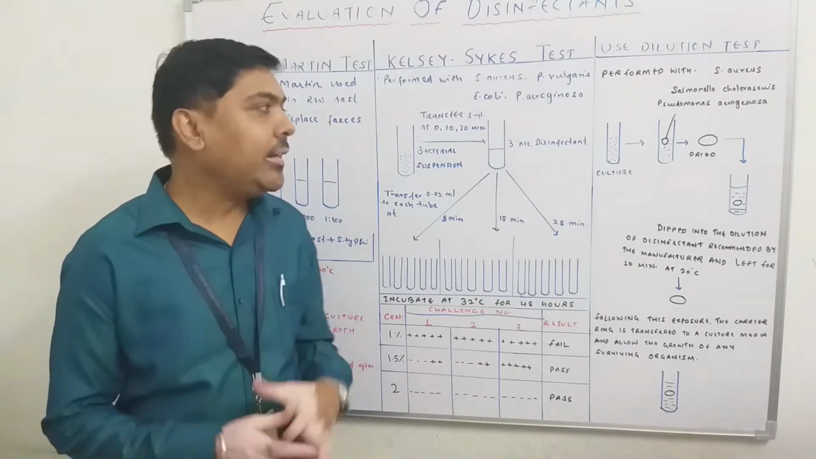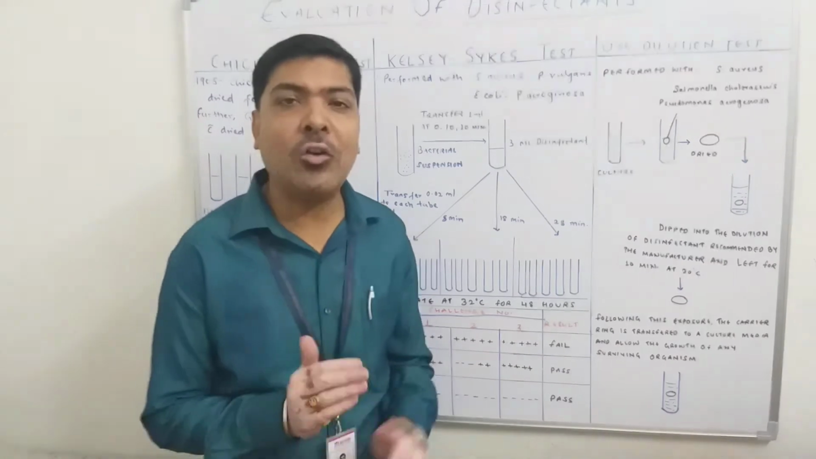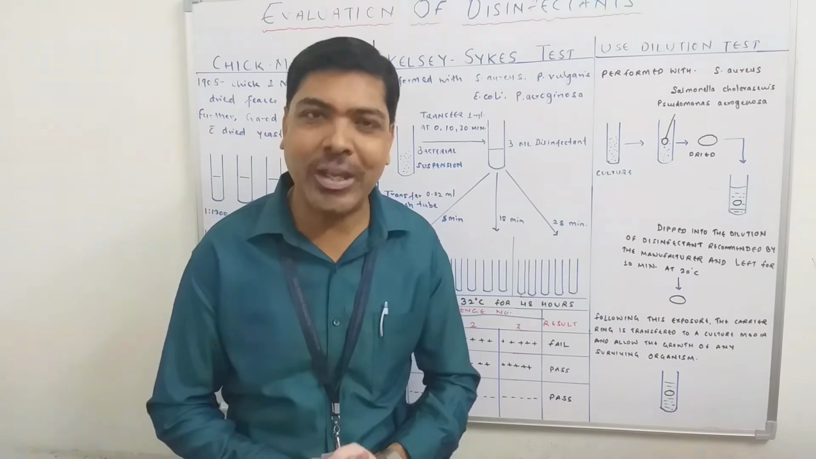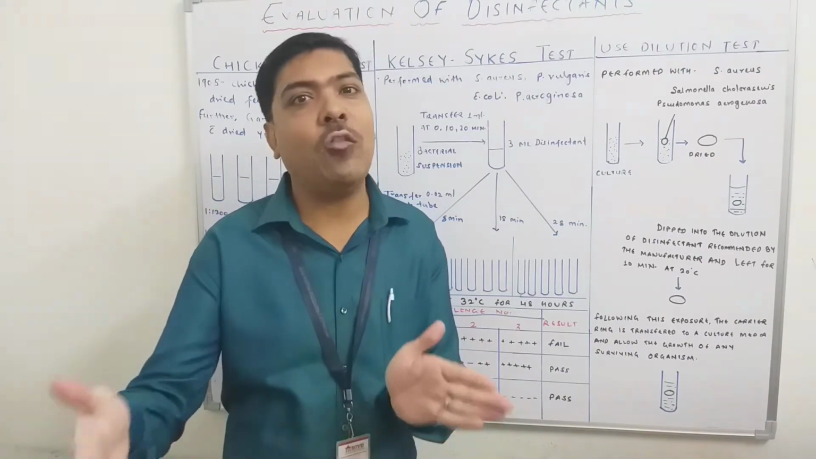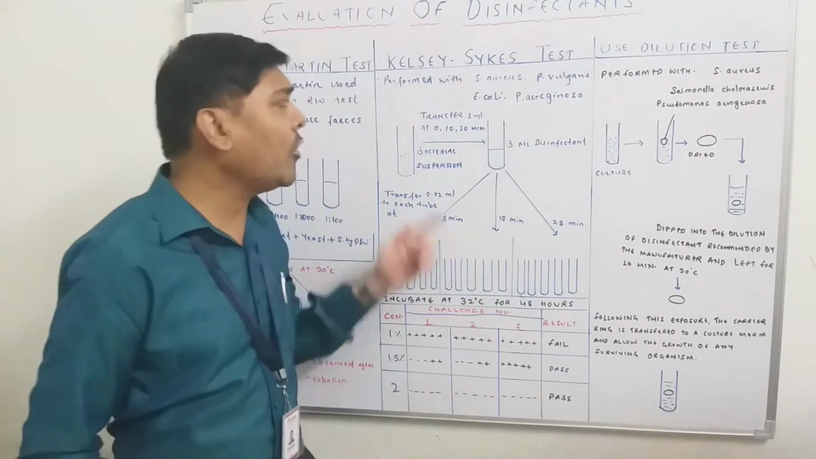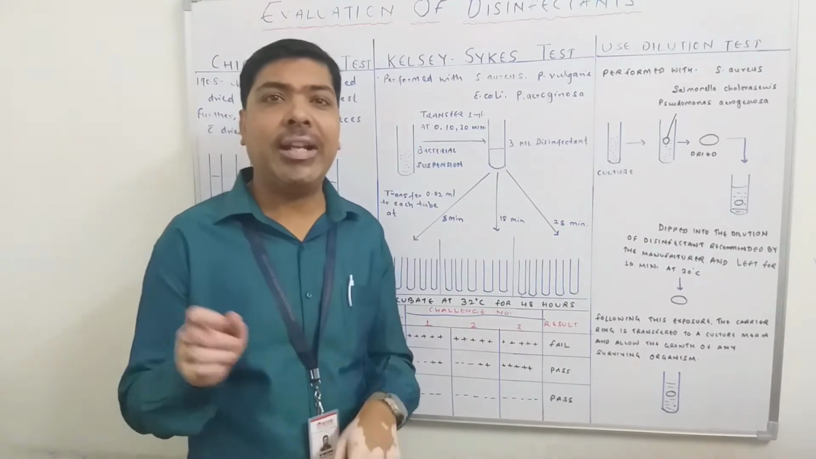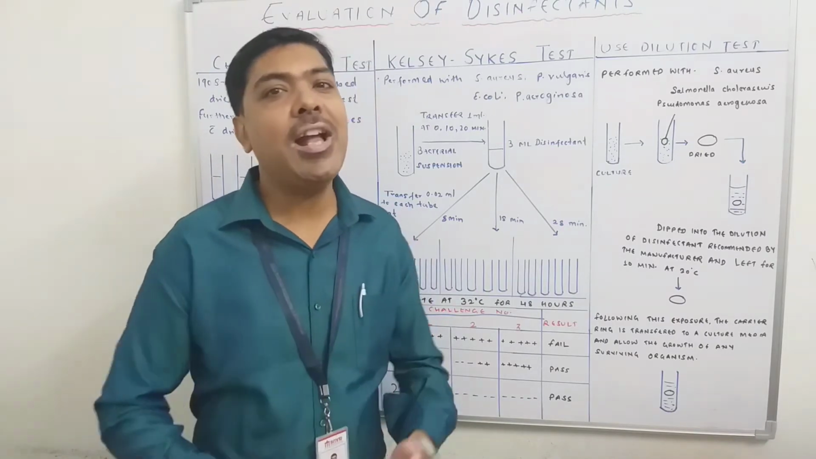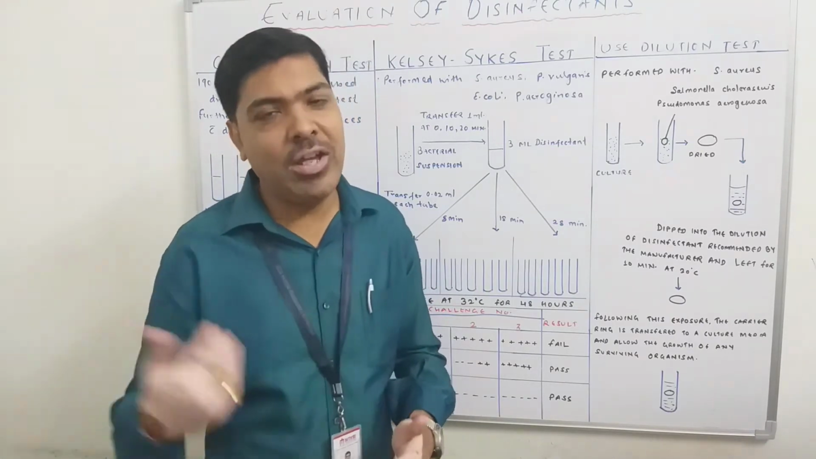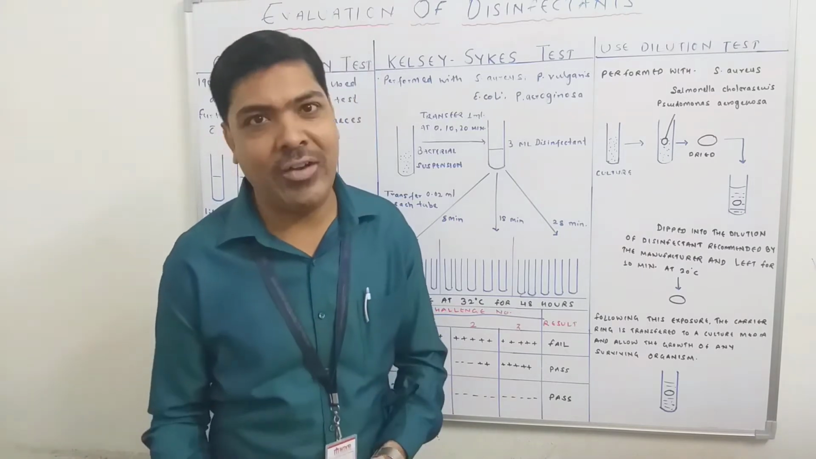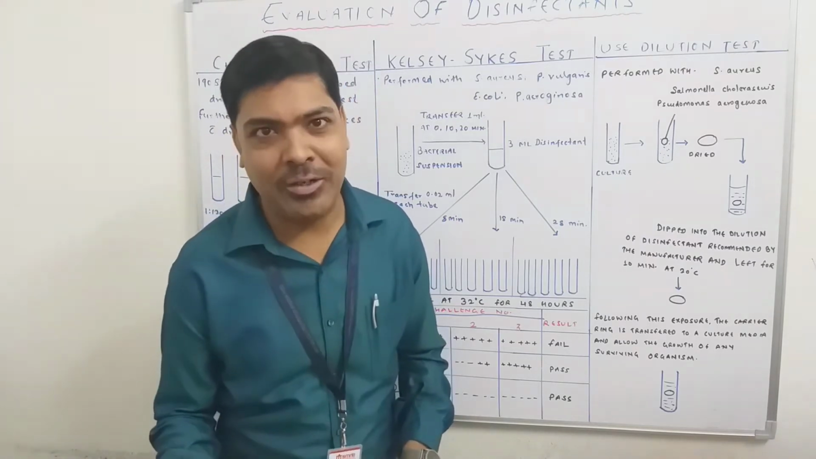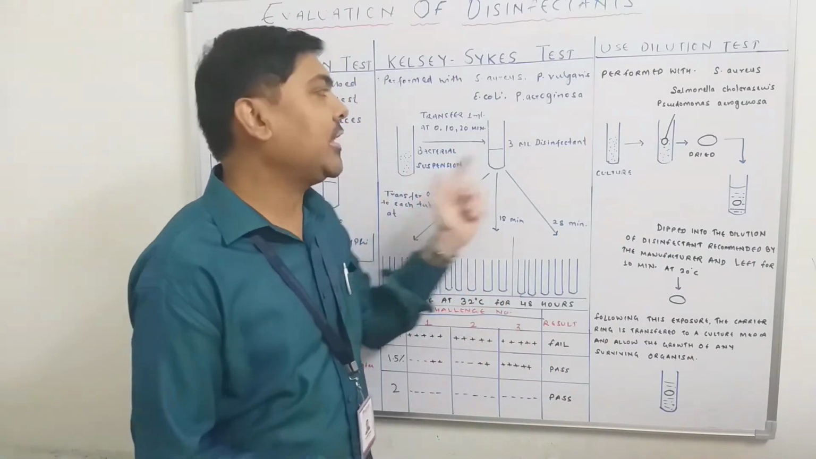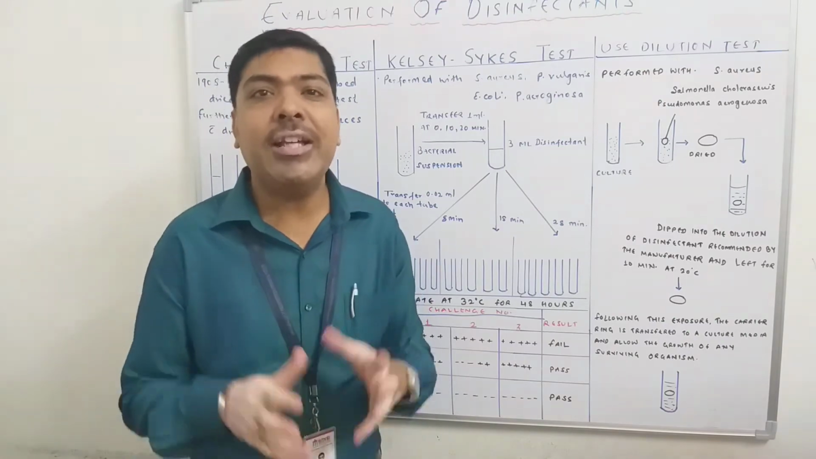Then we have to wait for 2 minutes, because at the 8th minute we withdrew 0.02 ml of the sample. When we wait for those 2 minutes, the time on our watch is 10 minutes, because we started the experiment at time 0. At the 8th minute we withdrew the sample, then waited 2 minutes, so the total time the bacterial suspension has been with the test disinfectant is now 10 minutes.